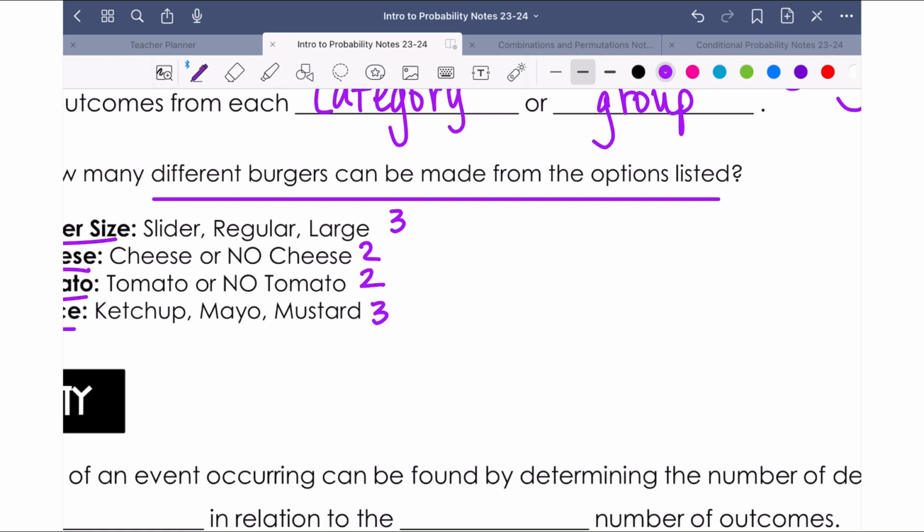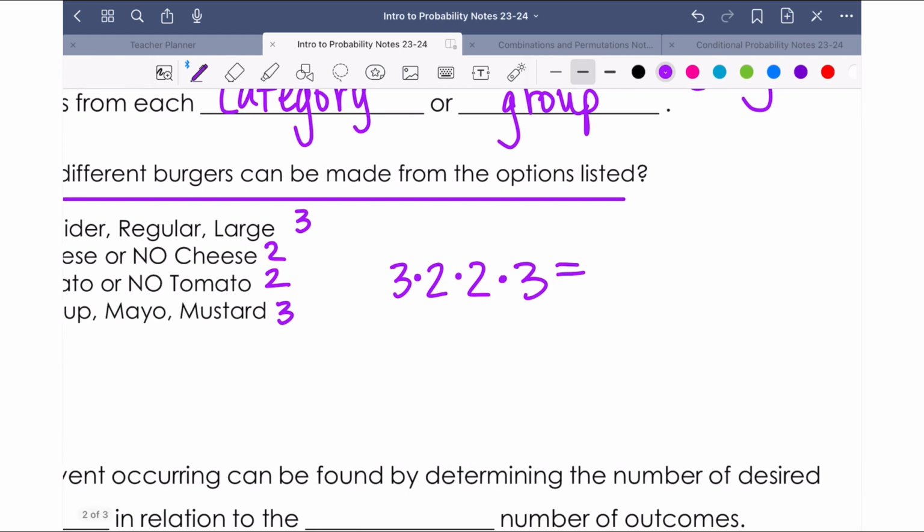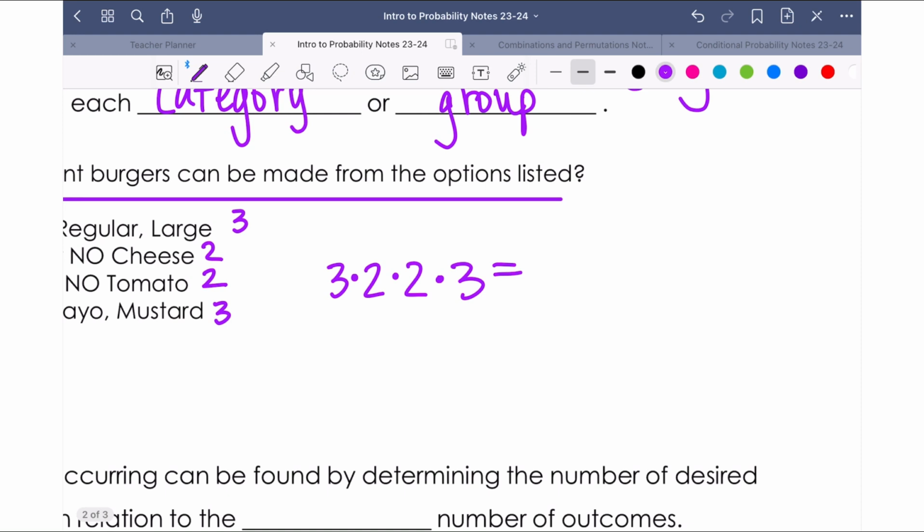So you're literally going to multiply 3 times 2 times 2 times 3. Okay? So list it out and you're going to multiply. And when you do that, you get 3 times 2, which is 6. 6 times 2 is 12. 12 times 3, 36 possibilities.